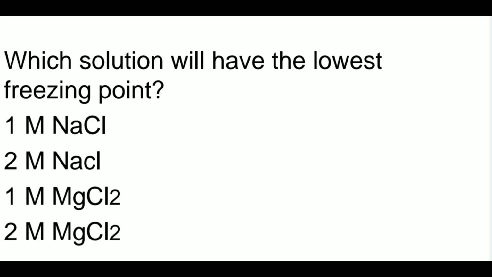In this question, we're looking for the lowest freezing point. Again, the boiling point increases and the freezing point decreases when we have more particles. First, find the most concentrated solution. Then, find the solution that will produce the most particles. In this example, all the choices are ionic, so find the solution with the most ions.